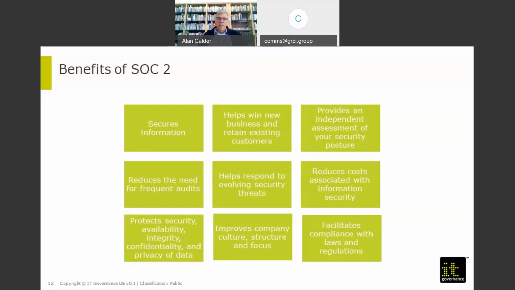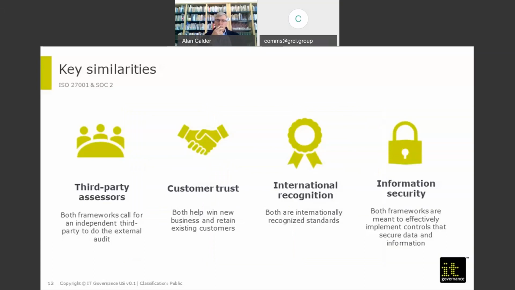So in terms of benefits, on the face of it, they're very similar. ISO 27001 and SOC 2 look very similar in terms of the benefits that you get as a client. Similarities stand out. They each have a third-party assessor. ISO 27001, you have a third-party certification body who will do a certification audit every 3 years. SOC 2 has a third-party CPA who will do an audit every year.